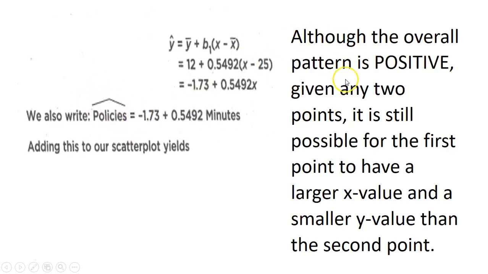So although the overall pattern is positive, given any two points, it's still possible for the first point to have a larger x value and a smaller y value than the second point. That's still possible, meaning that it looks like a majority of them are positive. 78% of them are still positive, but there's still a possibility that that might not be the case. Okay?